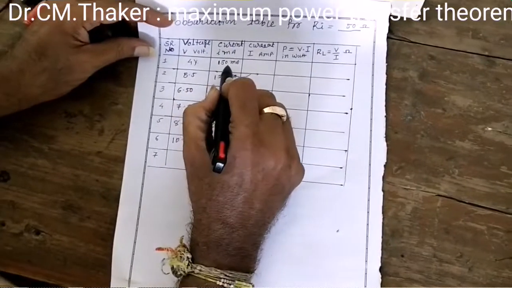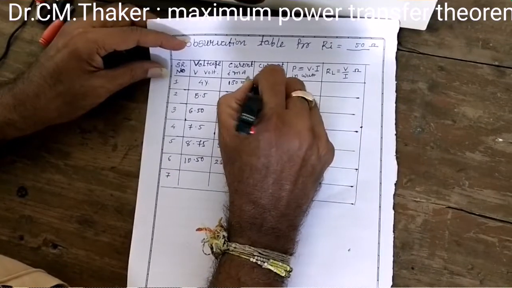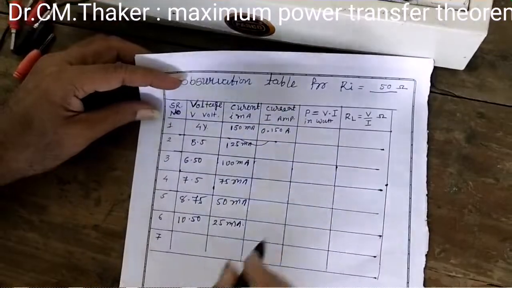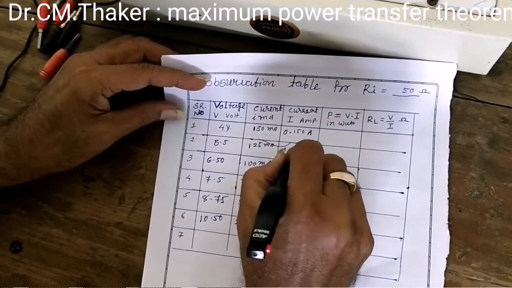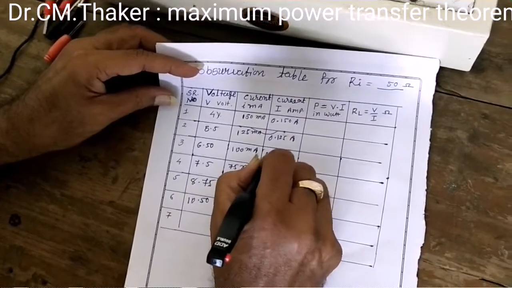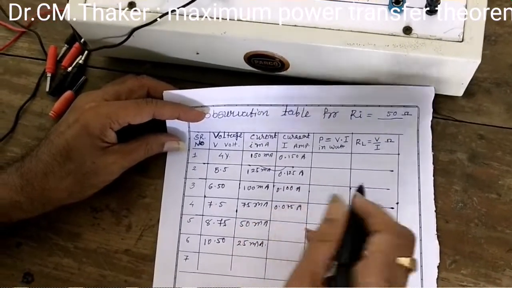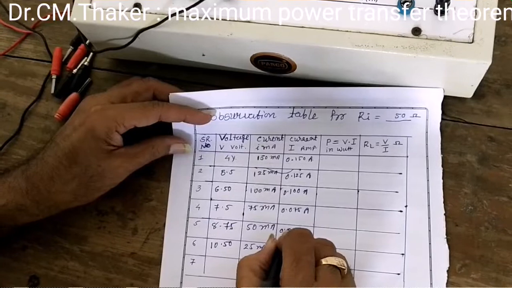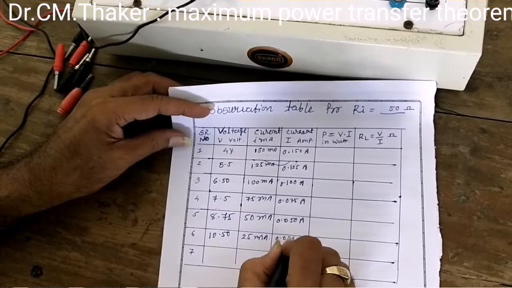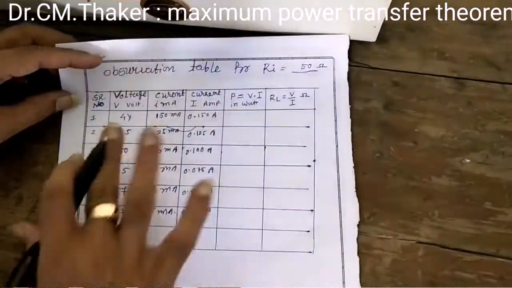transformation. This is milliampere converted into ampere. So 150 milliampere is 0.15 ampere. This is 0.125 ampere. This is 0.100 ampere. This is 0.075 ampere, 0.050 ampere, and this is 0.025 ampere. Okay, the current conversion from milliampere to ampere is now completed.